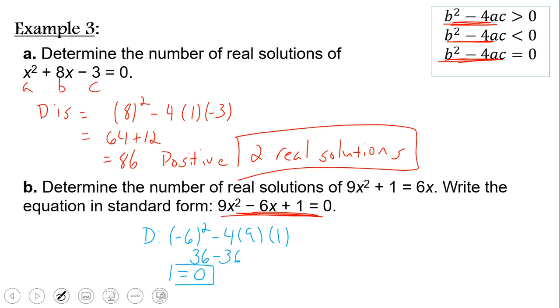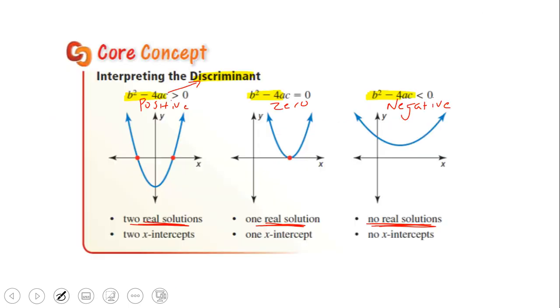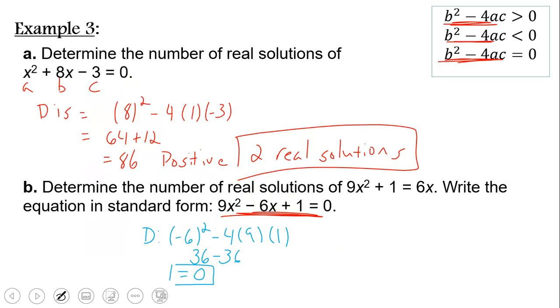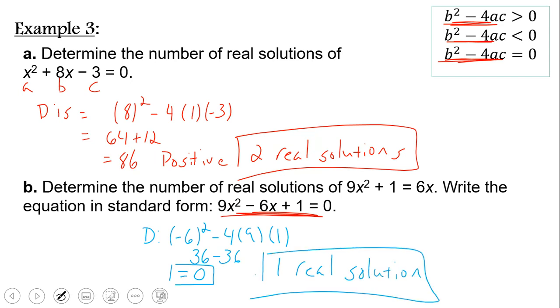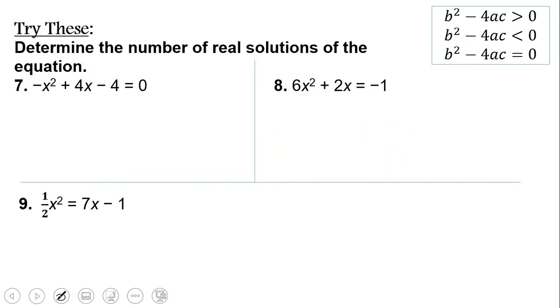What is a discriminant equal to 0? Don't be confused here. Discriminant equal to 0 is our middle case. That's one real solution. So there is one real solution here. When your discriminant is negative, that's when you have no real solutions. I don't think we need to go through these examples. I think you have the idea of the discriminant.